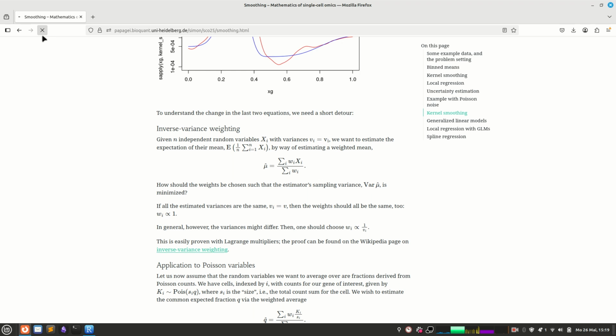I may quickly reload this because there's still a typo which I had just fixed last time.